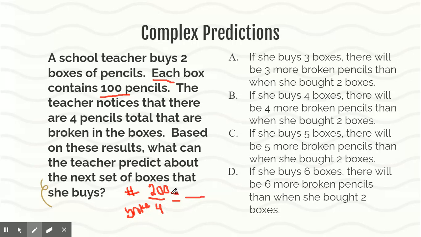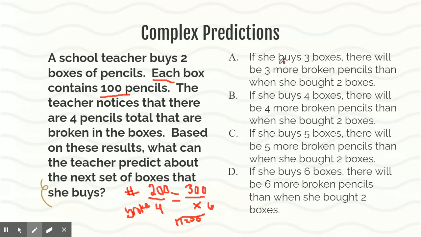Okay. And then this part is going to help us figure out this one. If she buys 3 boxes, so if I buy 3 boxes times 100 would be 300. How many pencils would be broken? Okay. So this one we might need to do a little bit more in depth, 4 times 300. That's why it's complex. 4 times 300 is 1,200, divided by 200 is 6. Okay, so that would be 6. So in 3 boxes, there would be 6 broken pencils.